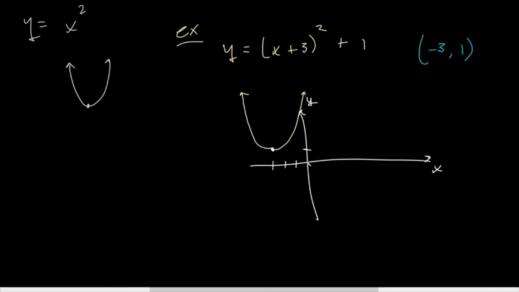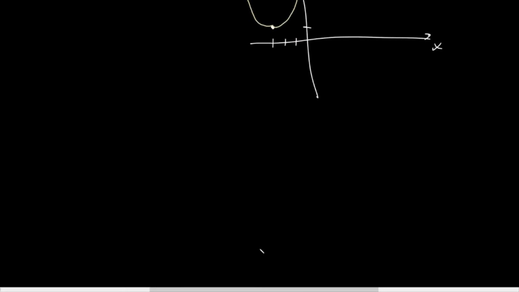So where the parabola would normally be here, it's been shifted 3 units left and 1 unit up. Let's try another one. Maybe I'll do it on a different graph actually. Let's do y equals (x minus 4) squared minus 2.